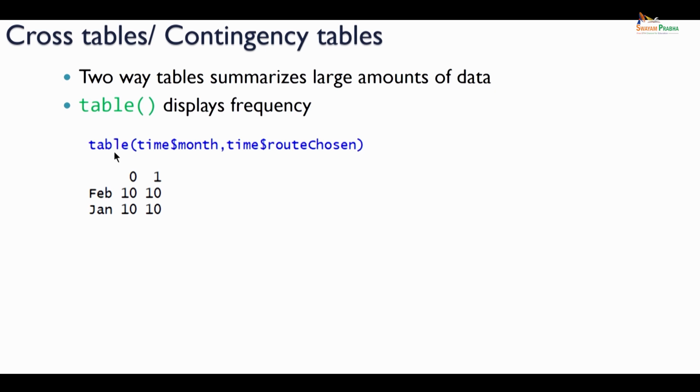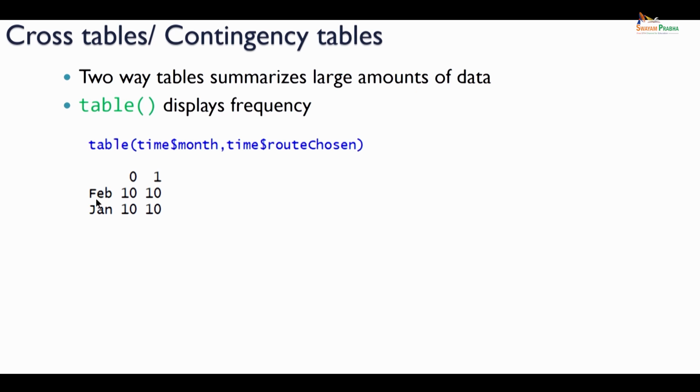Table is the function like I said. You give your two categorical variables here. In our case, month is one of the categorical variables and root chosen is another. Whatever variable goes before the comma is basically the row values, and whatever goes after the comma is basically the column values. In this case you can see you have a two-way table where month is the row and root chosen is the column.